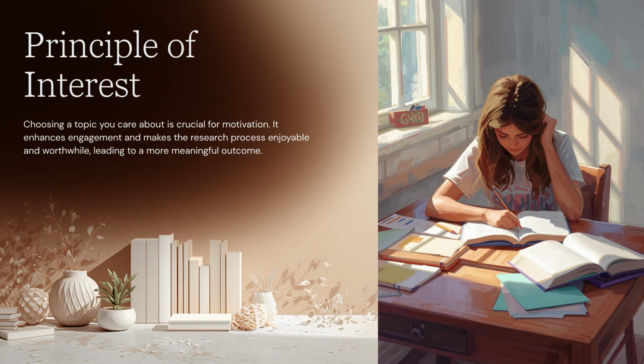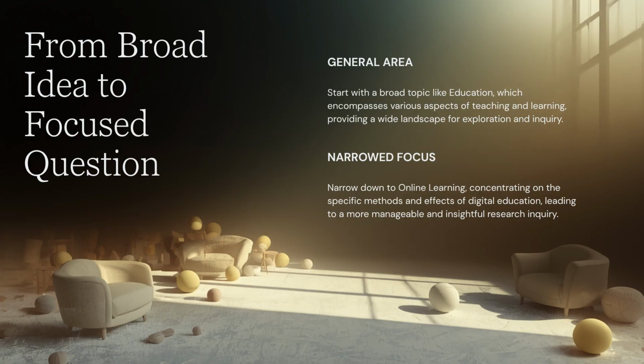Another useful strategy is to move from a broad idea to a focused question. For example, you might begin with a general area such as education. Then you narrow it to online learning. Then you refine it further to how online learning affects student motivation. This process of narrowing your topic is one of the most important skills in research. It transforms a vague idea into a clear direction.